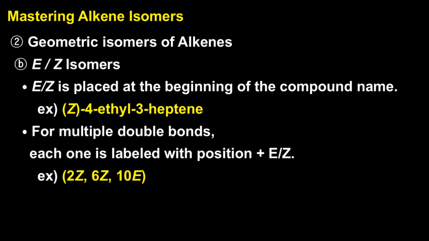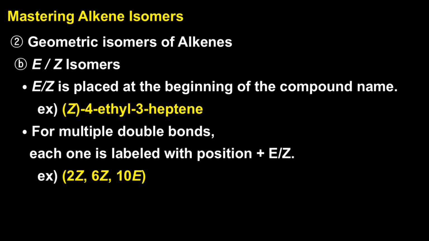Now, what if there's more than one double bond? In that case, we list each one with its position and configuration, like this, 2Z, 6Z, 10E. That way, we're clearly showing how every double bond is arranged. No ambiguity at all.